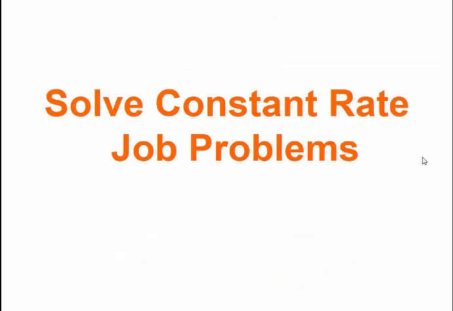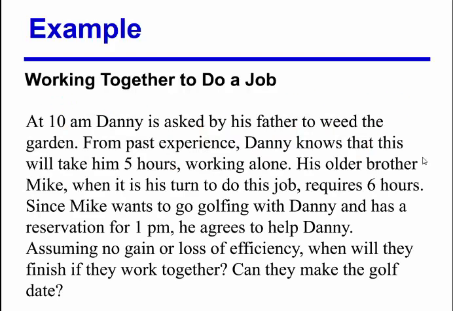So the next thing, we're going to solve constant rate job problems. At 10 a.m., Danny is asked by his father to weed the garden. From past experience, Danny knows that this will take him 5 hours working alone. His older brother, Mike, when it's his turn to do his job, requires 6 hours. Since Mike wants to go fishing with Danny and has a reservation for 1 p.m., he agrees to help Danny. Assuming no gain or loss of efficiency, when will they finish the work if they work together? Can they make the fishing date?